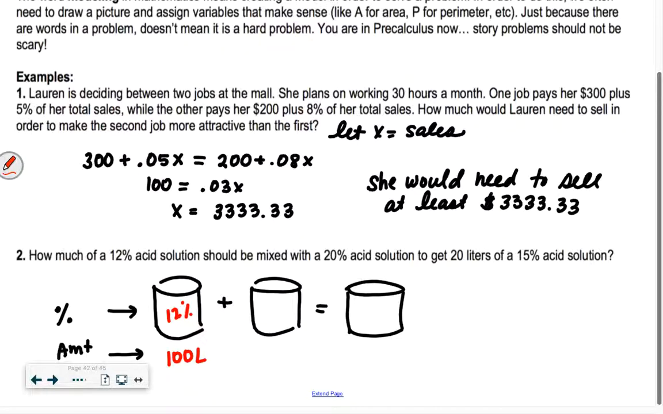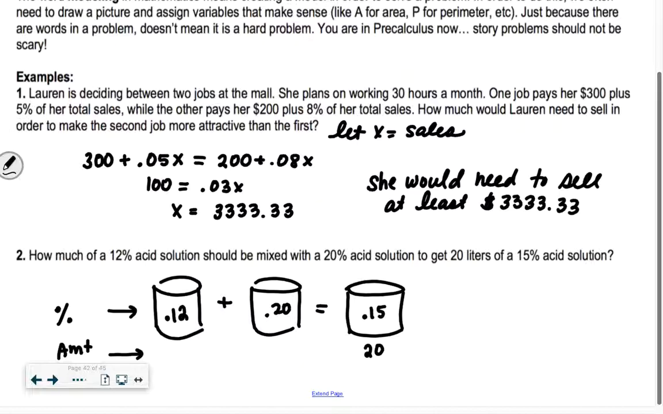If I'm saying 12% of 100 liters is acid, that's why we take this number that's in here, the 0.12, the 12%, and we multiply by 100. We get the amount of acid in each thing. Does that make sense? That's what we're doing when we do that. So it's saying how much of a 12% acid, so you can write 12% or you can write 0.12 if you want, should be mixed with a 20% acid solution to get 20 liters total of a 15% acid solution. So we have 20 liters there.